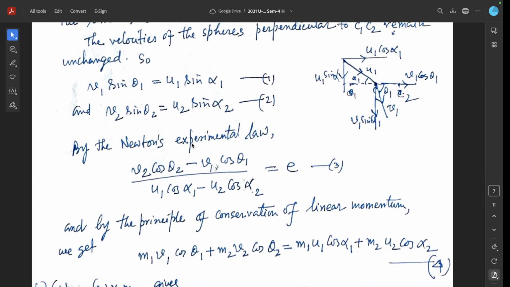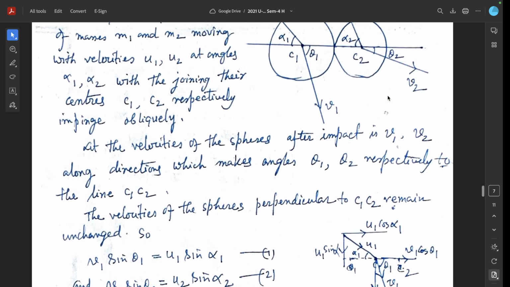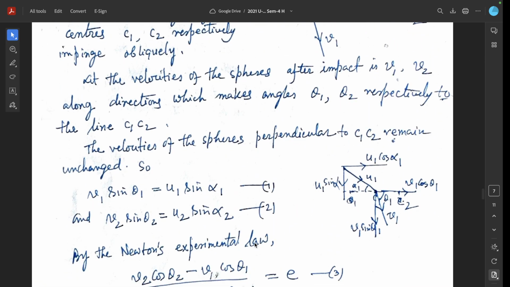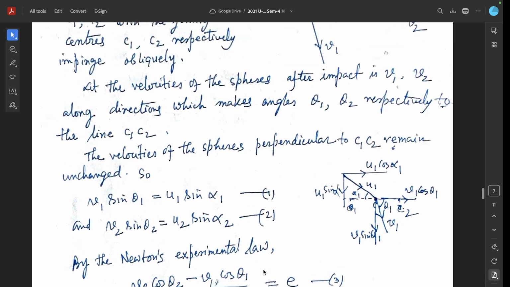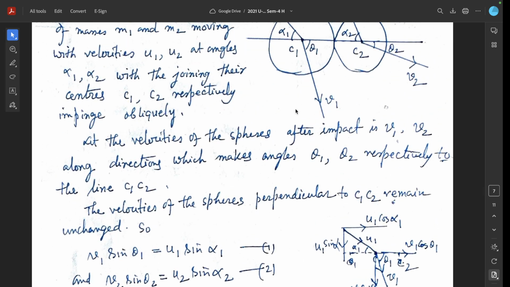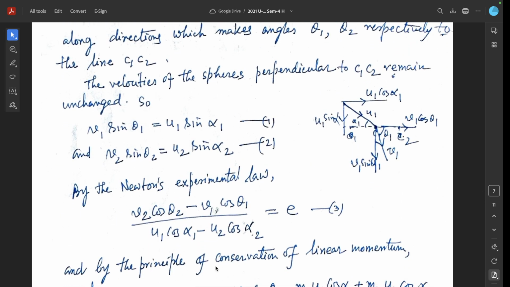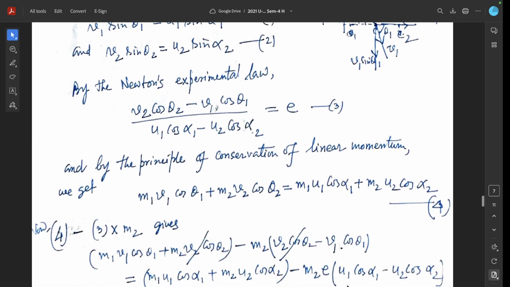Apply Newton's experimental law: velocity of separation divided by velocity of approach equals e. And by the principle of conservation of linear momentum, after collision, along the line of impact, the linear momentum is m1 v1 cos theta 1 plus m2 v2 cos theta 2. Along the line of impact, this is the sum of linear momentum after impact, and it equals the sum of the linear momentum from the velocity components before impact.